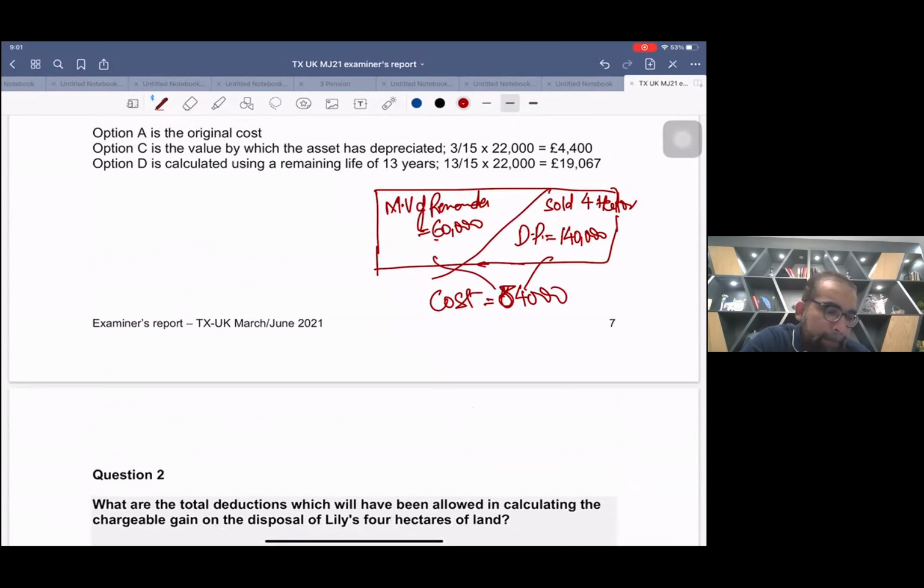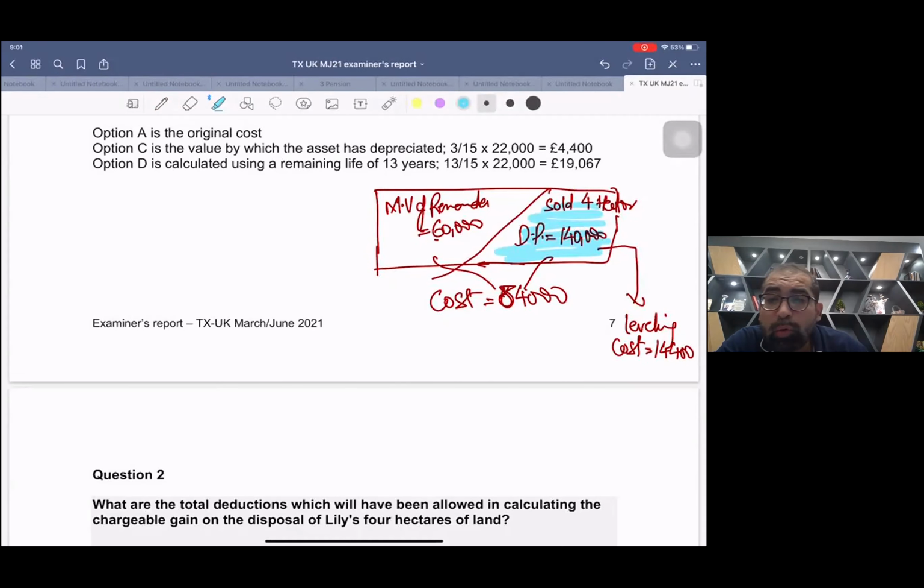But there is one cost which we call the leveling cost, 14,400, which is incurred only on the portion which is sold. So this cost will be completely given to the portion sold. No need to apportion this 14,400. Now let me solve it properly.